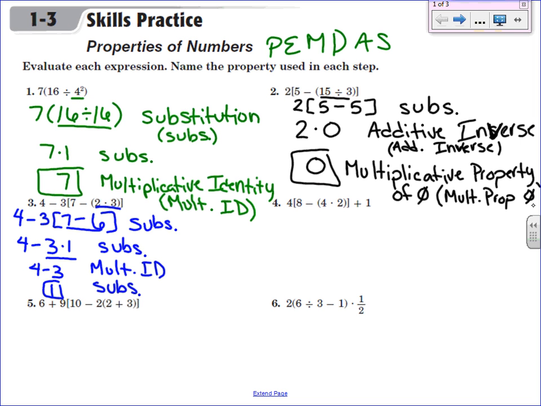Number 4, inside the brackets we have parentheses, so 4 times 2 comes first. 4 times 2 is 8. That's just a substitution. Next, inside the brackets, 8 minus 8, that's the additive inverse, which gives us 0, because adding a negative 8 is the same thing as subtracting 8. So 8 minus 8 is the same as 8 plus its opposite, which is negative 8, which is 0. And that is the additive inverse.